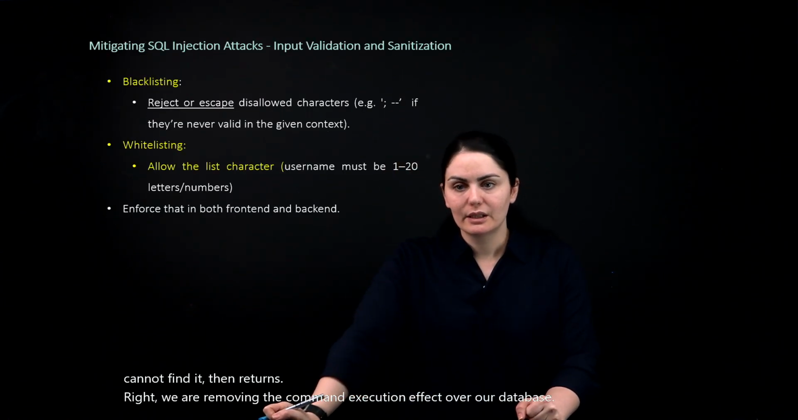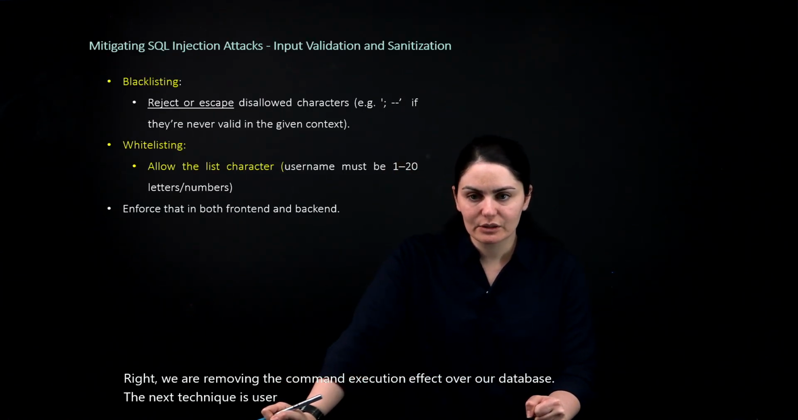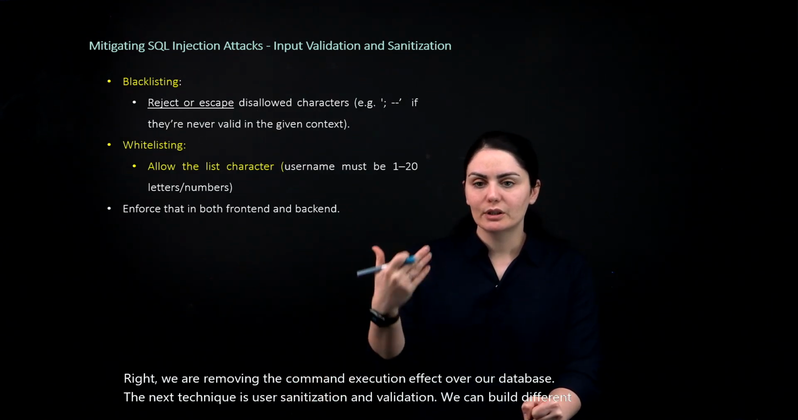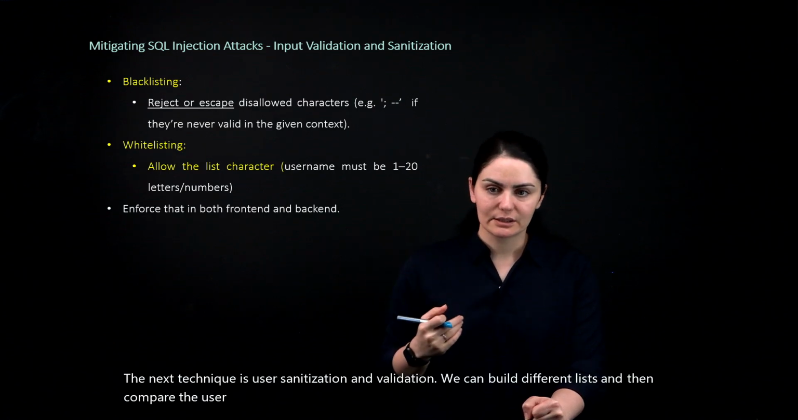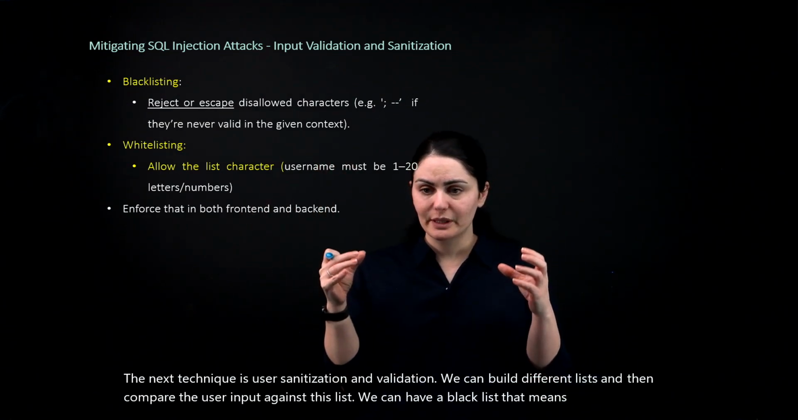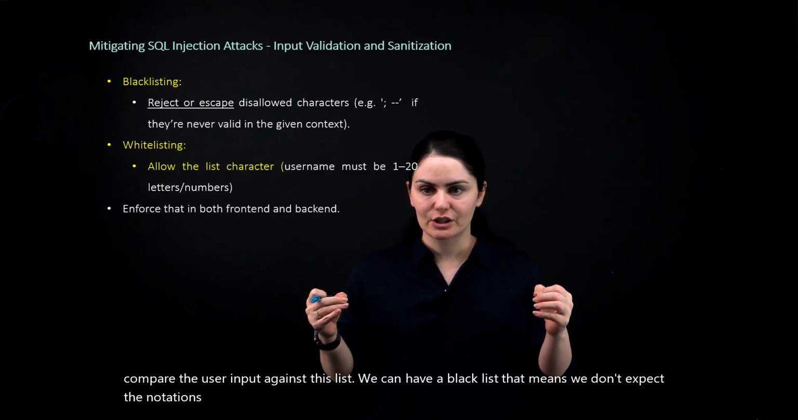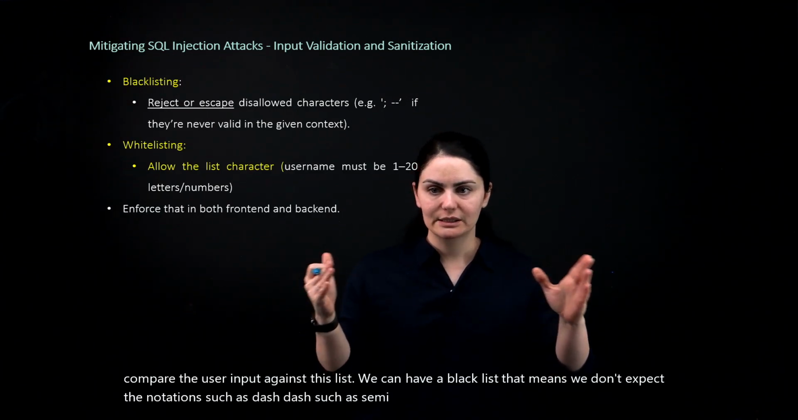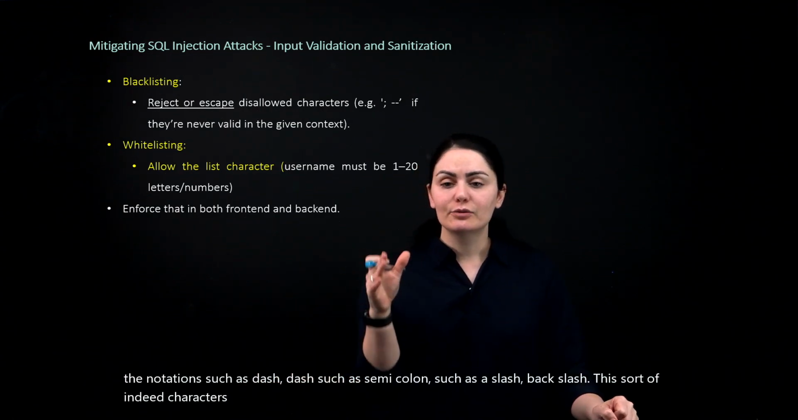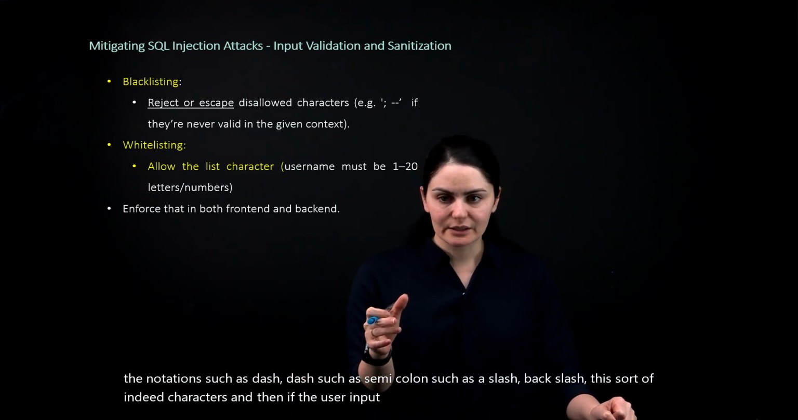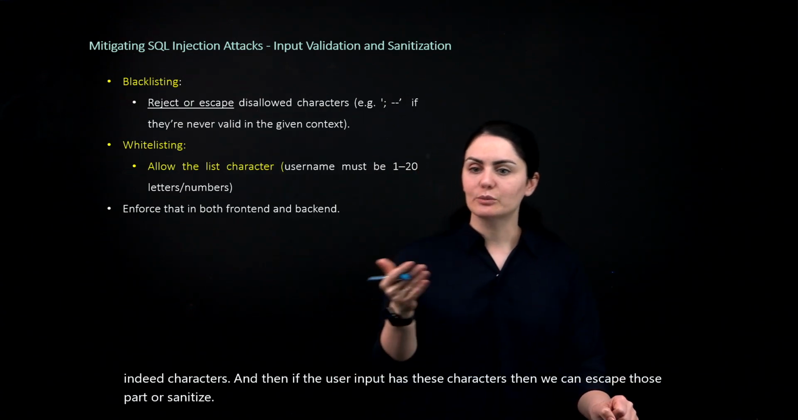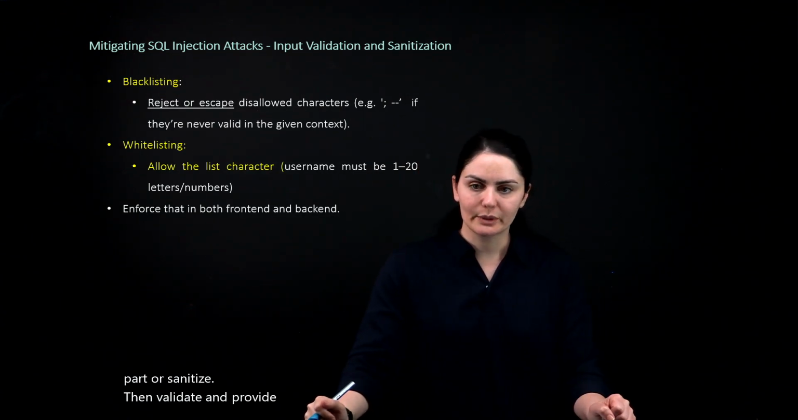The next technique is user sanitization and validation. We can build different lists and then compare the user input against this list. We can have a blacklist. That means we don't expect the notations such as dash dash, such as semicolon, such as slash, backslash, these sort of indeed characters. And then if the user input has these characters, then we can skip those parts or sanitize, then validate and provide to the database system.